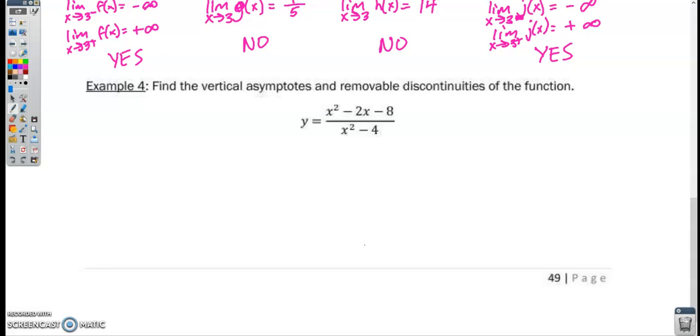occur. So, if you remember from the last video, we identified potential places of asymptotes occurring largely by looking at where the denominator of these rational functions are 0. So that's where we're going to start in looking for our candidates here.